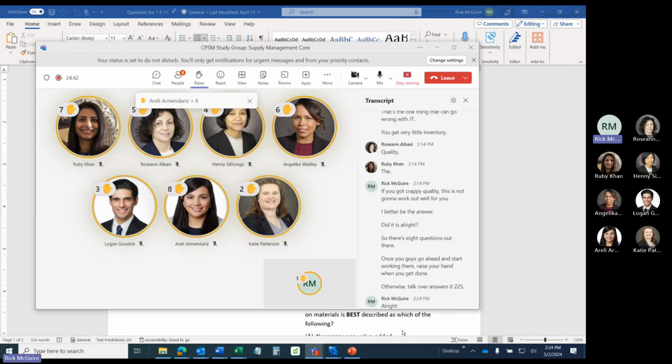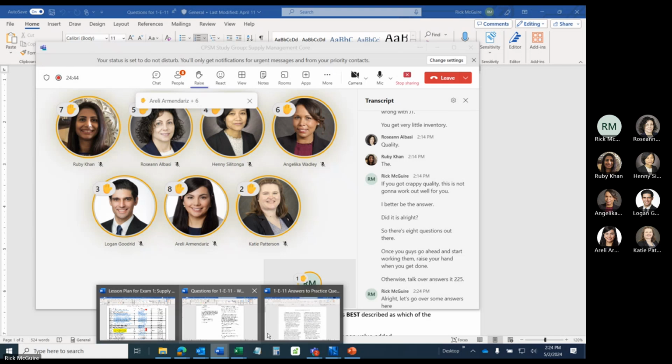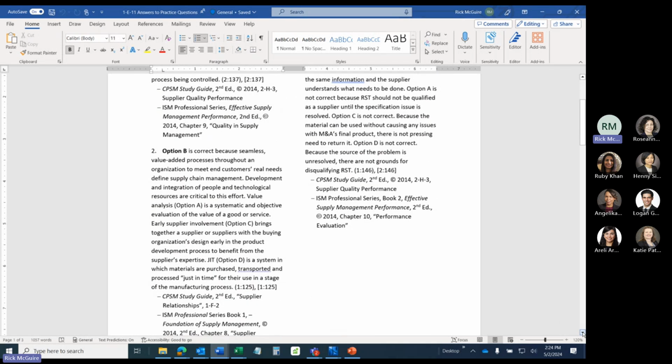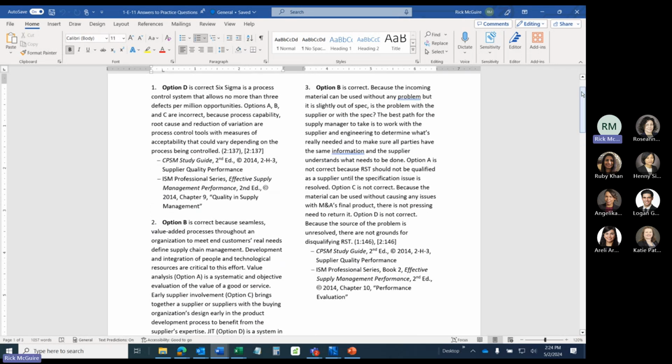All right, let's go over some answers here. Number 1 is Delta, Six Sigma. It's the one that has defects of less than 3 per million opportunities. 2 is Bravo, seamless value-added process throughout an organization, meets a customer's real end needs. Supply chain management. 3, it's also Bravo. Incoming material can be used without any problem, but is slightly out of spec. Want to know what the issue is.